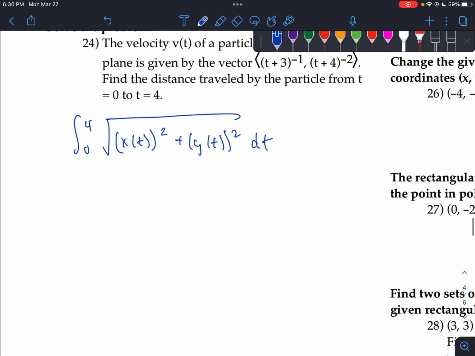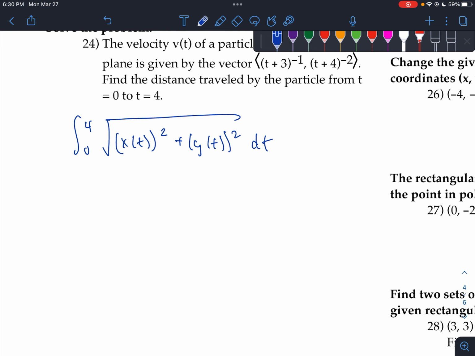However, this x of t is already the velocity. If I were given a position, I would have to find the derivative. But this x and y of t are from the velocity vector, so we don't have to worry about taking the derivative. We can just use that right there. So this is the integral from 0 to 4 of the square root of, so x of t is t plus 3 to the negative 1, and if you square that, that's just going to be t plus 3 to the negative 2.